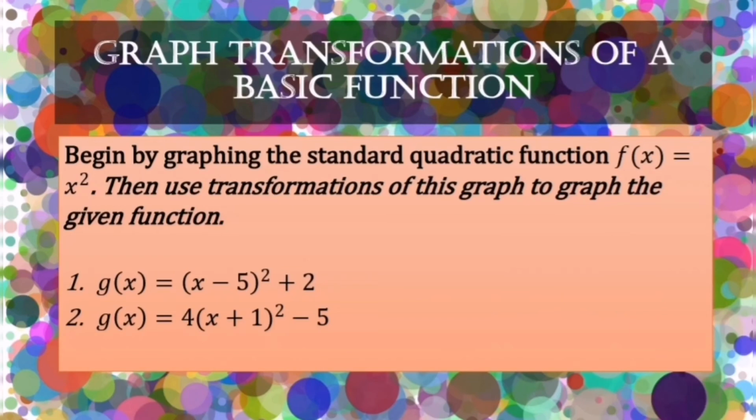So for the next question about graph transformation of a basic function. Begin by graphing the standard quadratic function f(x) equals x squared, then use transformations of the graph to graph the given function. Number 1, g(x) equals (x minus 5) squared plus 2. Number 2, g(x) equals 4(x plus 1) squared minus 5.